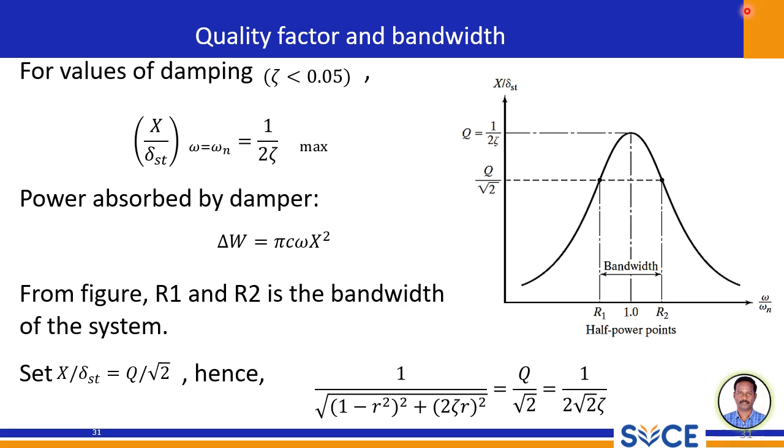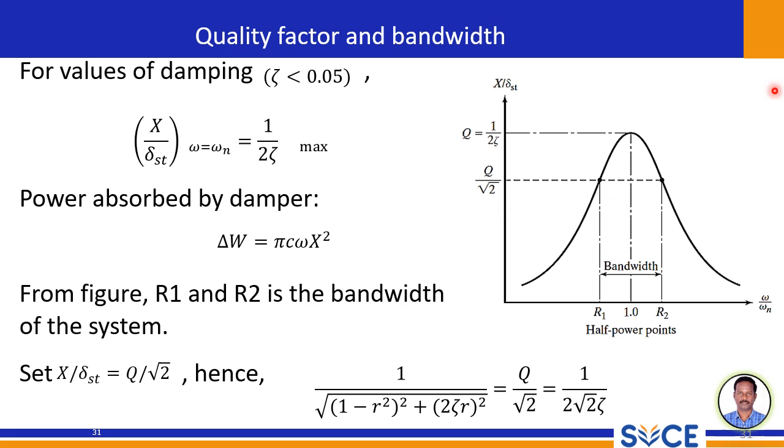Now see the graph. It shows the amplitude ratio plotted against the frequency ratio. Key features of this graph: a sharp peak occurs at the resonance frequency. The peak value is approximately equal to the quality factor, where Q equals 1 by 2 psi. The bandwidth is defined by the frequencies R1 and R2, which are the half power points. These are the frequencies at which the amplitude ratio is Q divided by root 2.